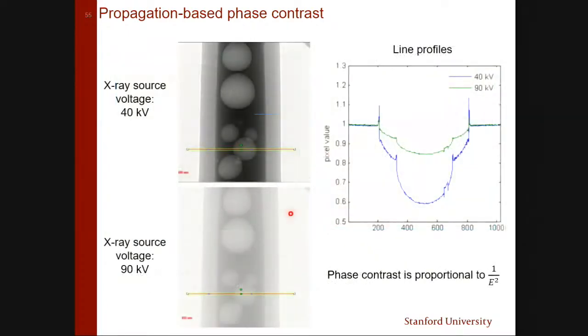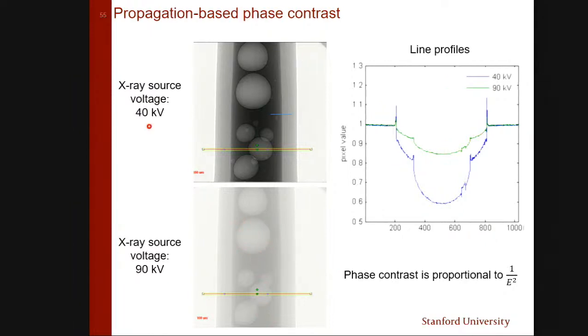Here is another example, bubbles. If you're using 90 kV X-rays, that's the highest energy of X-rays. Of course, you have lower energies as well. And you do this line profile, you're getting this green line. You have a little bit of phase contrast here, but this is mostly the absorption contrast, and you see these bubbles, but not very clearly.